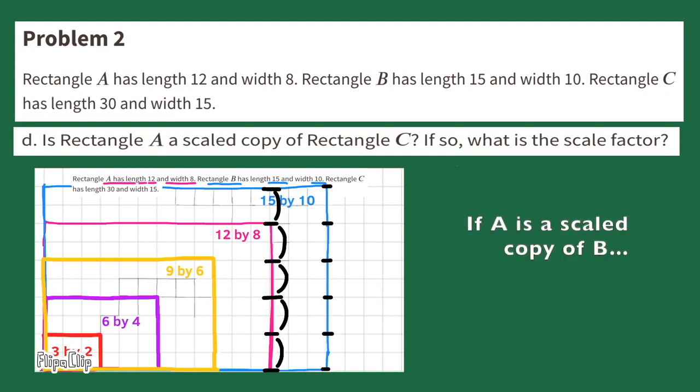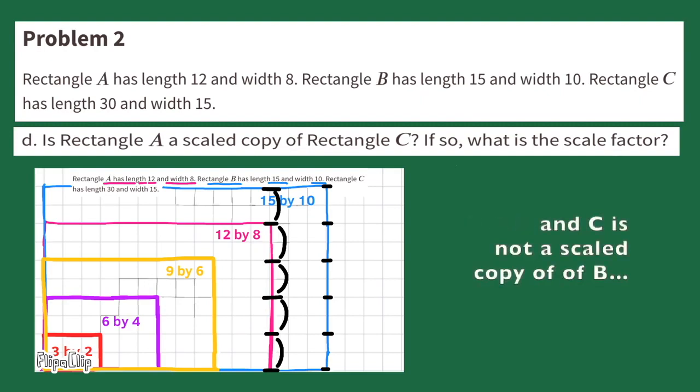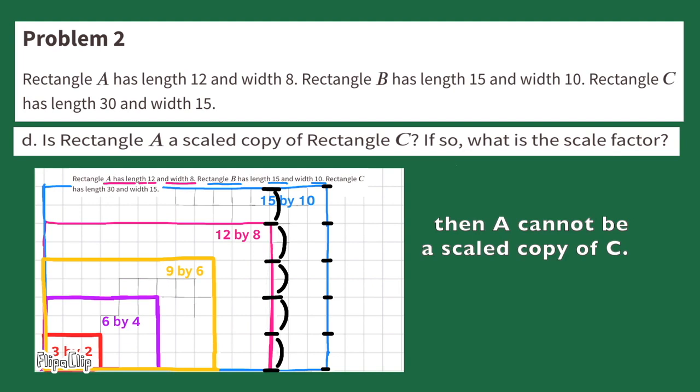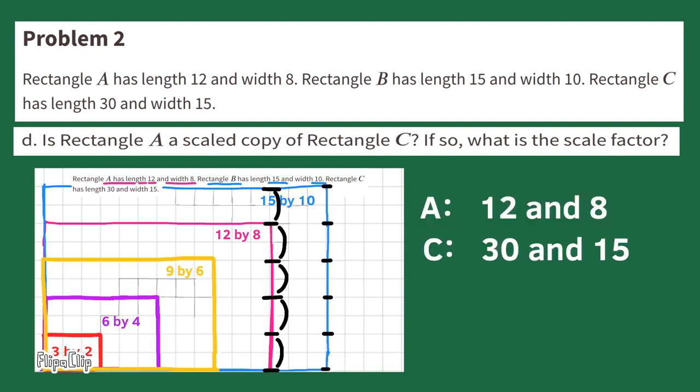If rectangle A is a scaled copy of rectangle B, and rectangle C is not a scaled copy of rectangle B, then rectangle A cannot be a scaled copy of rectangle C. Here's proof. The dimensions for rectangle A are 12 and 8, and the dimensions for rectangle C are 30 and 15. Since 15 is half of 30 and 8 is not half of 12, then no, rectangle A is not a scaled copy of rectangle C.